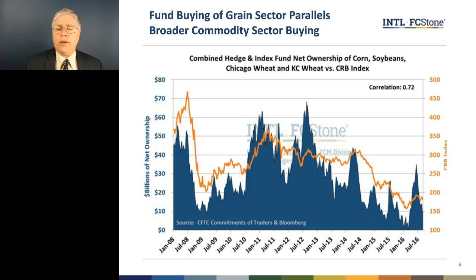I'm sorry. And this chart, I do have one of those charts that shows that. But this chart, it's a CRB index, which we just looked at in the previous chart. And you can kind of see the correlation there. Once again, the orange line being the CRB index going back to January of 2008, and the blue shaded area being fund ownership, net fund ownership of corn, soybeans, Chicago, and Kansas City wheat.